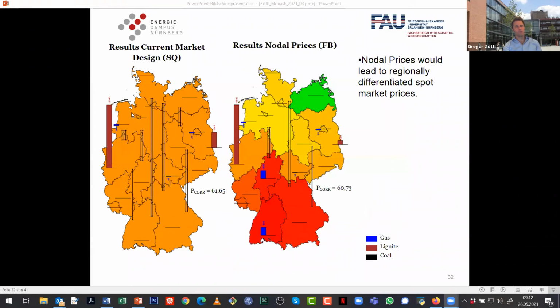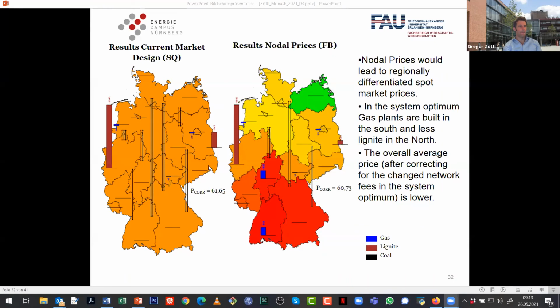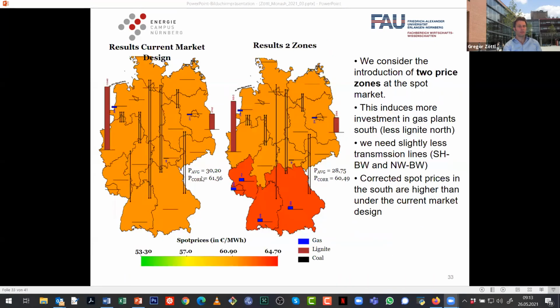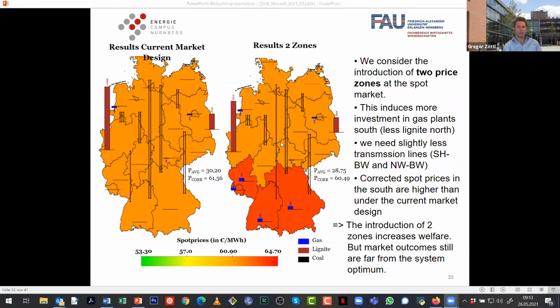Good, and those would be the first best result, where we have different prices throughout all regions of our system, again compared to this status quo benchmark. Okay, good, and this is the result for the two zones here, where we have two price zones. And we don't gain much.